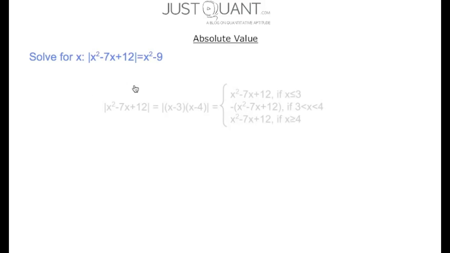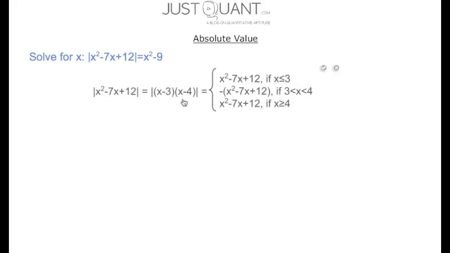Let's now solve another equation involving an absolute value function, absolute value of x square minus 7x plus 12 equal to x square minus 9. Here, x square minus 7x plus 12 upon factorization gives us x minus 3 into x minus 4. So these factors will help us in identifying those values of x for which x square minus 7x plus 12 changes its sign. That is, when x is less than or equal to 3 or greater than or equal to 4, x square minus 7x plus 12 remains positive, and when x is between 3 and 4, x square minus 7x plus 12 becomes negative.